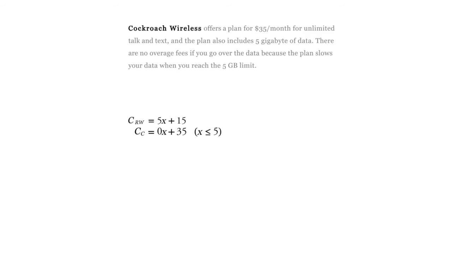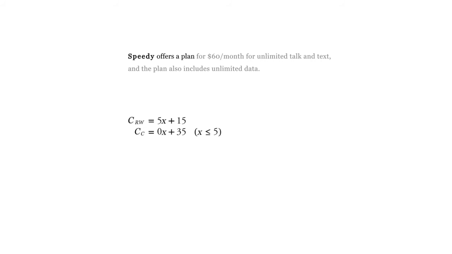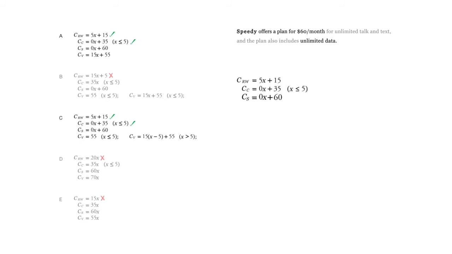Let's look at the third one. Speedy offers a plan for $60 a month with unlimited data. So it's pretty straightforward. C equals 0x plus 60. All right, that's great. It works there, and it works there. All right. So now it's going to come down to the final one.